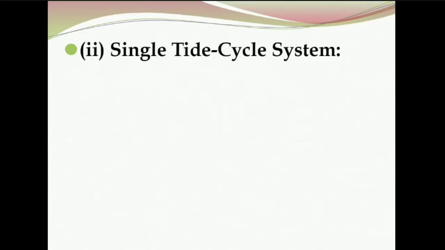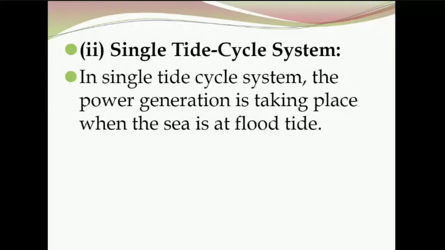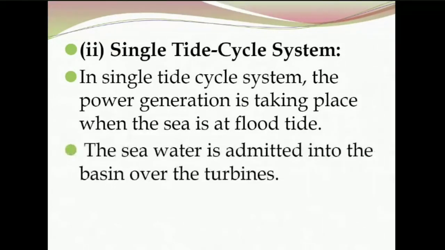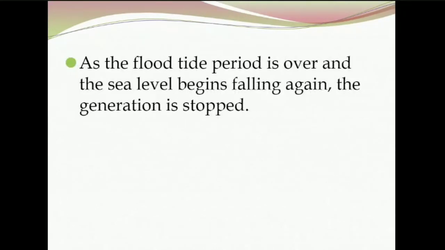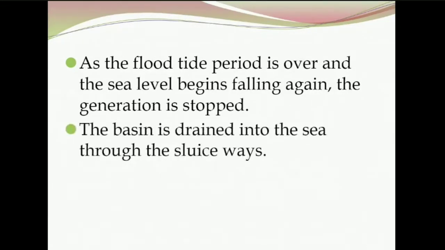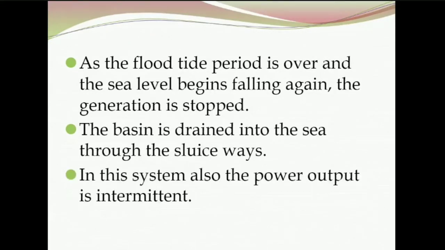Next, single tide cycle system. In single tide cycle system, the power generation is taking place when the sea is at flood tide. The sea water is admitted into the basin over the turbines. The turbines are allowed to move with the flooding water. As the flood tide period is over, the sea level begins falling again. The generation is stopped. The basin is drained into the sea through the sluice ways. In this system also, the power output is intermittent. That is, the generation takes place only during the flood tide period.